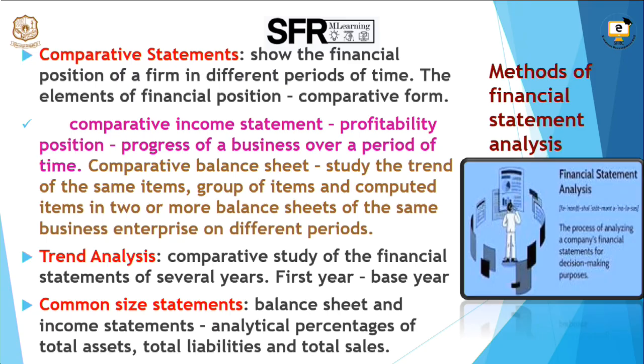That is, the format of the comparative income statement is details, previous year, current year, increase or decrease in amount, and percentage of increase or decrease according to the current year and previous year. Then the next statement is the comparative balance sheet. The comparative balance sheet analysis is the study of the trend of the same items, group of items and computed items in two or more balance sheets of the same business enterprise on different dates. The changes in periodic balance sheet items reflect the conduct of a business.